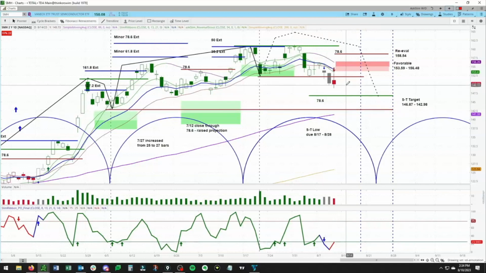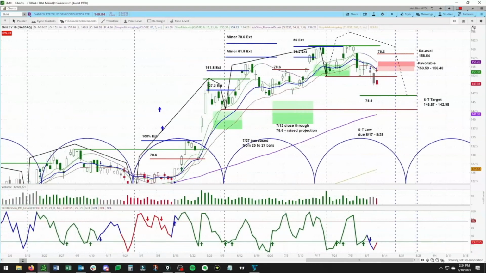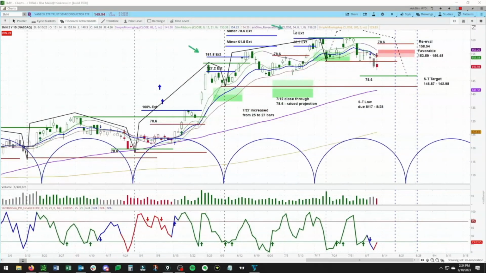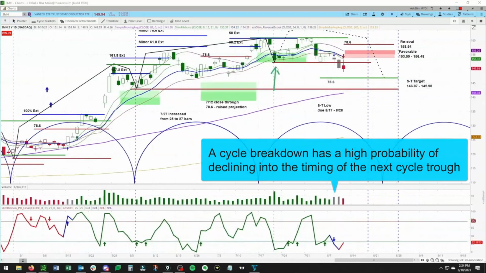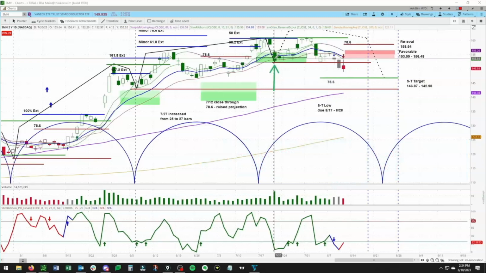So what's happening here is we have had a breakdown in the SMH after a series, if I just modify this axis here, a series of higher cycle highs and higher cycle lows, just in a really strong uptrend, as we all know. That is now changing as we now have a cycle breakdown versus that key low right there at 152.29. We have our next short-term low that's due 8/17 to 8/28. So the highest odds here at this point would be only to see a lower high to form here versus that old high at 161.17, and then for this to roll down again as the shorter time frame money flows are now pushing on the downside.